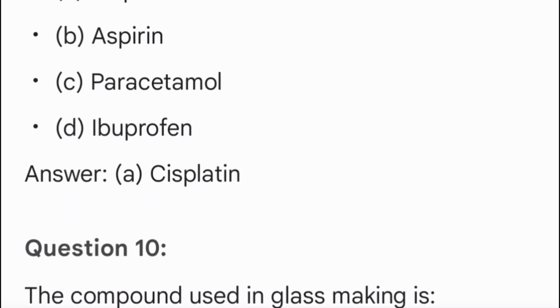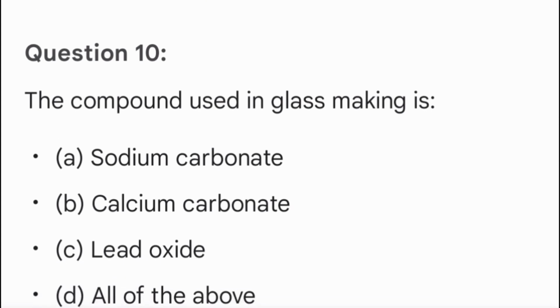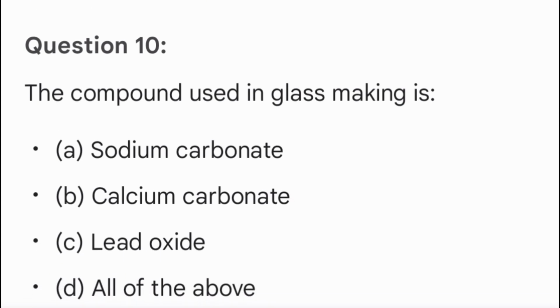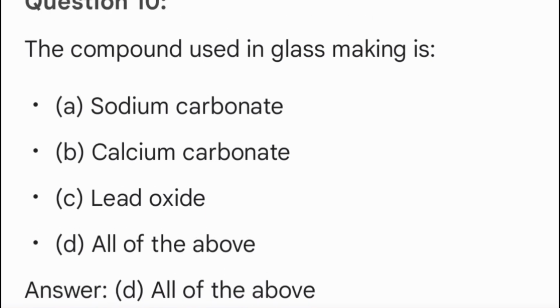Question 10. The compound used in glass making is A. Sodium carbonate. B. Calcium carbonate. C. Lead oxide. D. All of the above. Answer. D. All of the above.